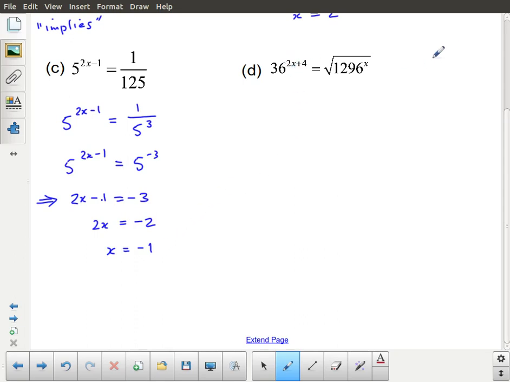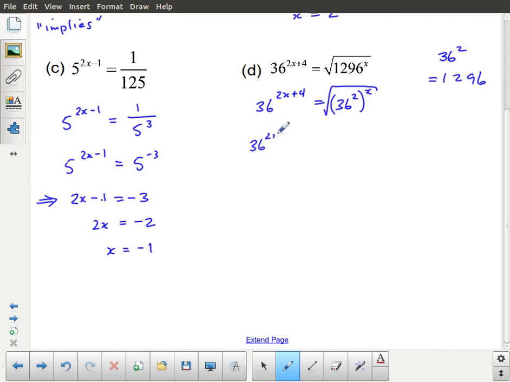So you might start with the suspicion that, well, I wonder what's the square root of 1296, or what is 36 squared? You're going to get your answer one way or the other. So 36 squared is 1296. So I end up with 36 to the 2x plus 4. The left side is unchanged. And I'm going to take my time here. Instead of 1296, I'm going to write that as 36 squared. But it was 1296 to the x, which means that 36 squared is all to the x. And then that whole thing is under the square root.